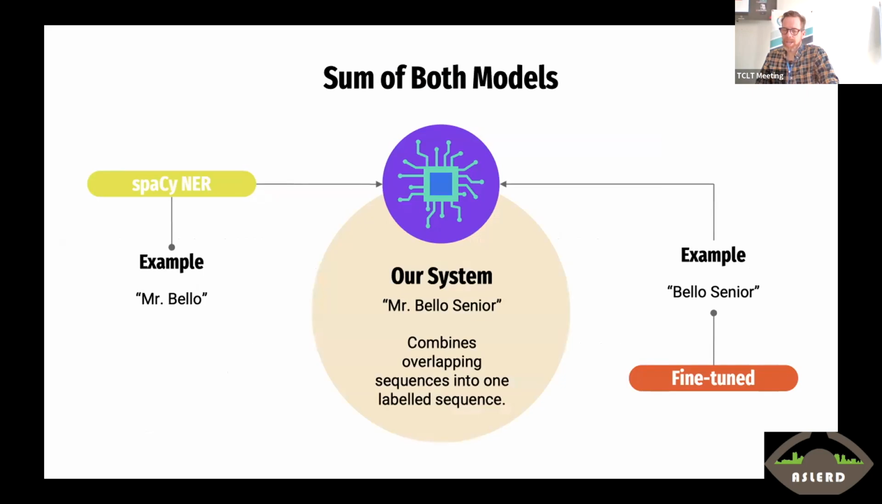Here's an example of what happens. Spacey and our NER will say, hey, this Mr. Bello appears to be a name. The fine tune will say, oh, Bello Senior seems to be a name. So we'll combine overlapping sequences into one labeled sequence, which would be Mr. Bello Senior.